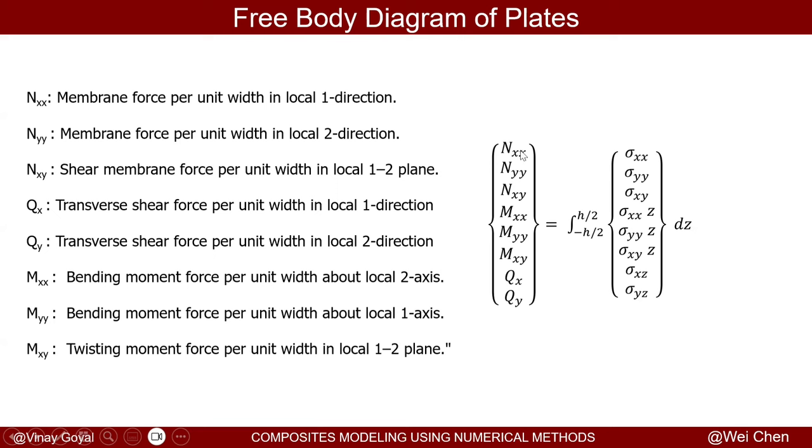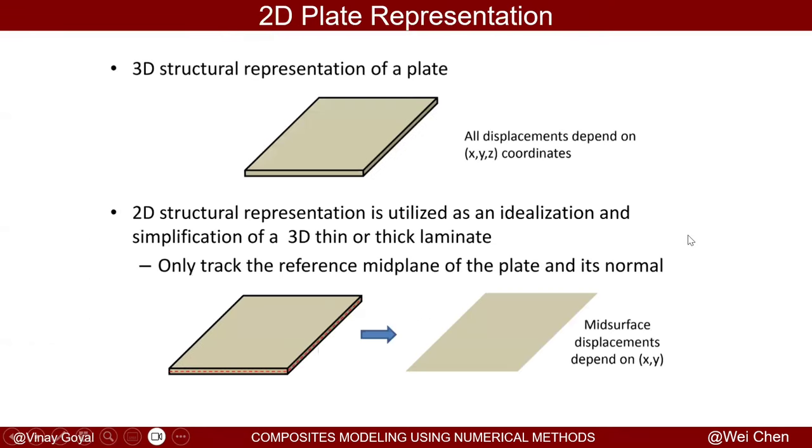The formulas for plate theory provide you 8 quantities that represent the free body diagram of a plate. And that is equal to the integral from minus h half to h half, if the thickness of the plate is h and the mid-surface is located at z equals 0. And notice how this integral is only through the thickness dz. And that is because what we're doing is we're eliminating the z direction so that we can just track the mid-surface.